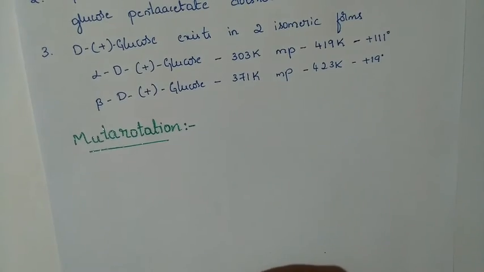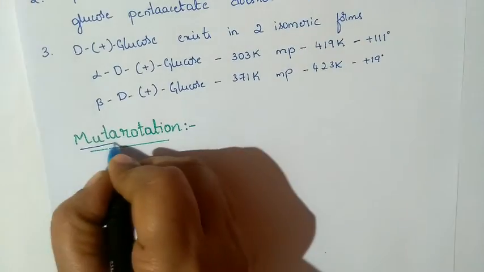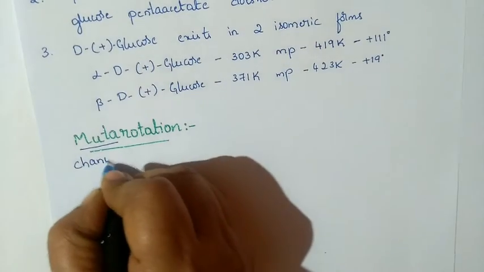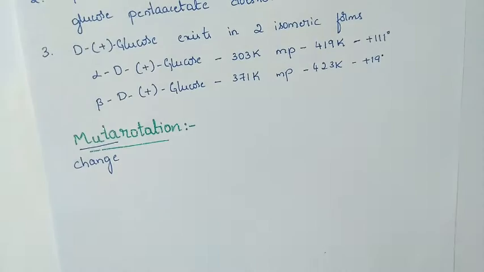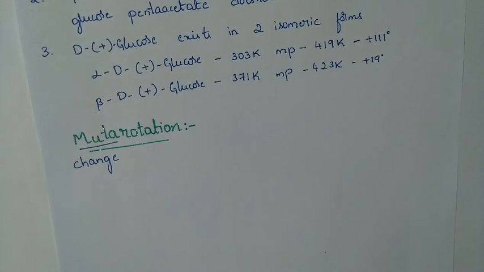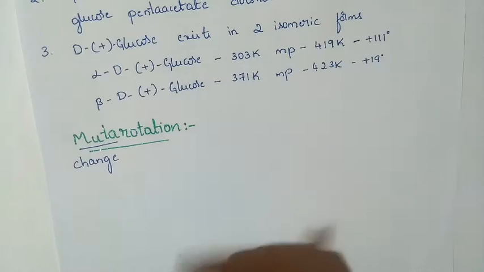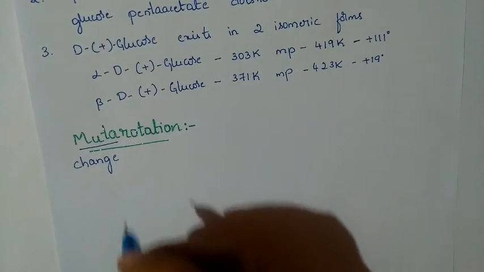Mutarotation. Muta is nothing but change in the specific rotation. Change in the specific rotation is nothing but mutarotation. At the end we are going to conclude with the definition. So what is this process, we shall see now.